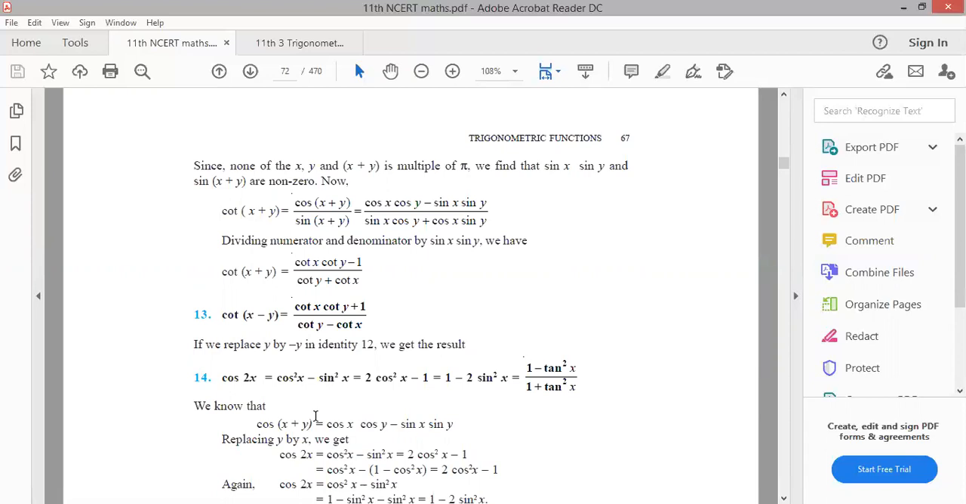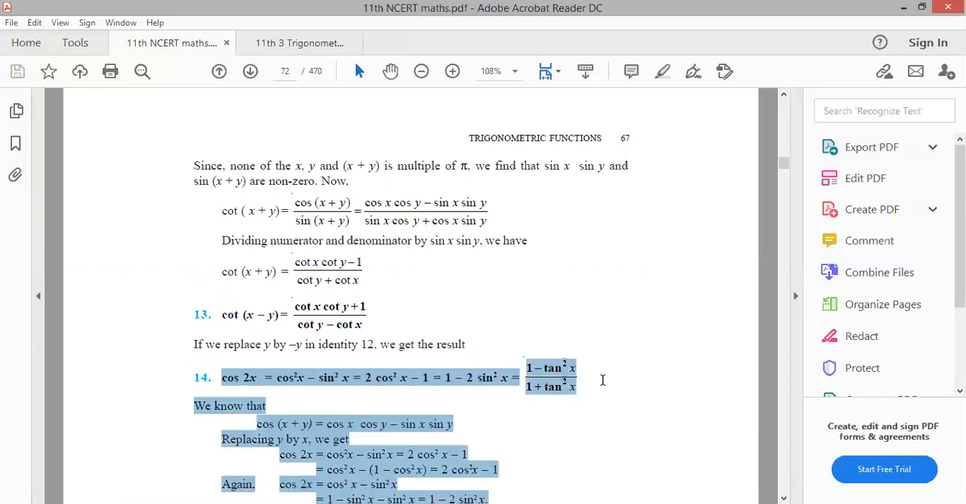For example, if in the summation you have cos operating on x plus y, and x and y are both equal, so y is equal to x, then that becomes cos of 2x. So cos of 2x changes into cos square x minus sine square x. Its next expansion is twice cos square x minus 1. The next expansion is 1 minus twice sine square x. The next expansion is 1 minus tan square x divided by 1 plus tan square x.